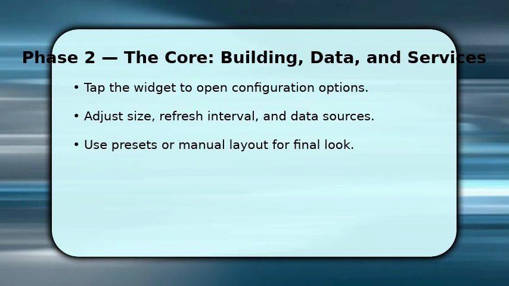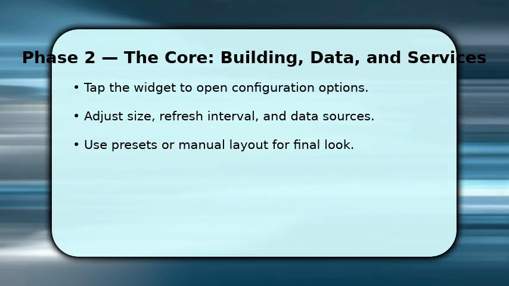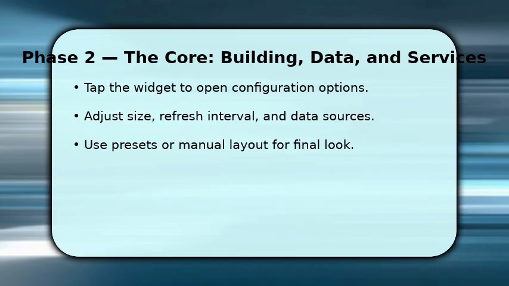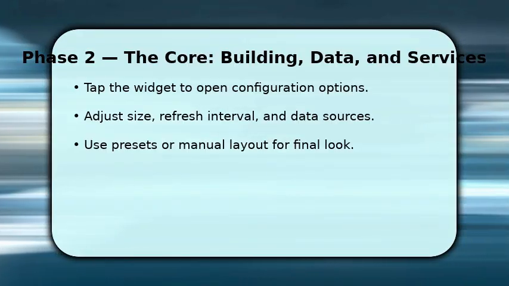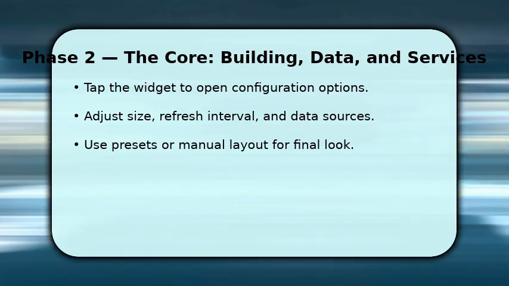You now customize functional and visual settings. Tap the placed widget to access configuration. Here, choose data sources, set refresh intervals, and pick what content appears. These choices affect battery and data use. Once configured, resize by dragging handles and use presets for fast, consistent layouts. Make sure to preview changes. Small tweaks to padding, transparency, or font size can dramatically improve readability. When satisfied, lock layout if your launcher supports it to prevent accidental moves.